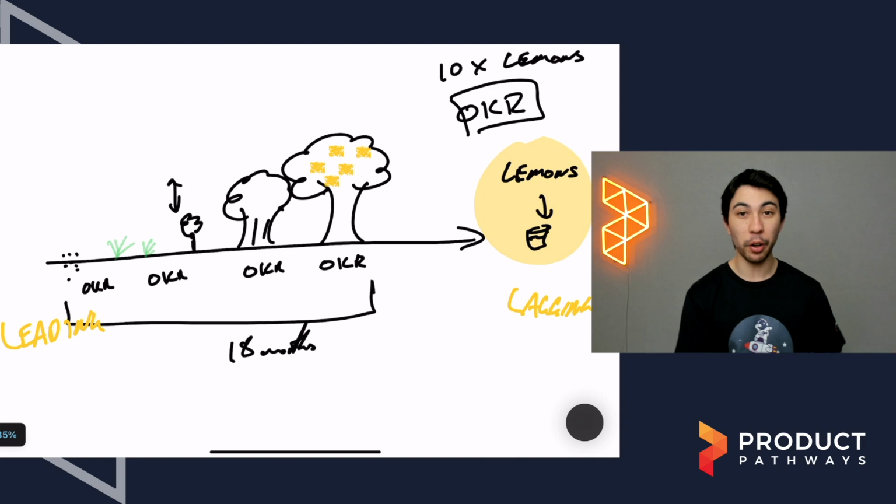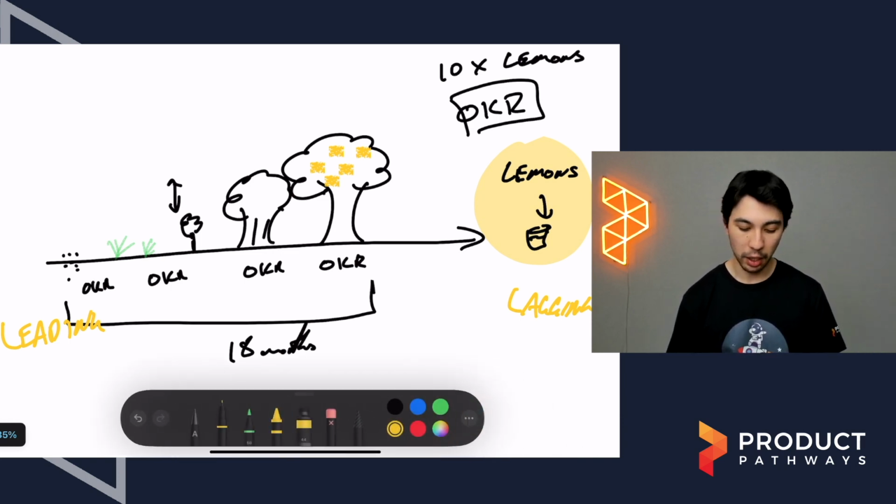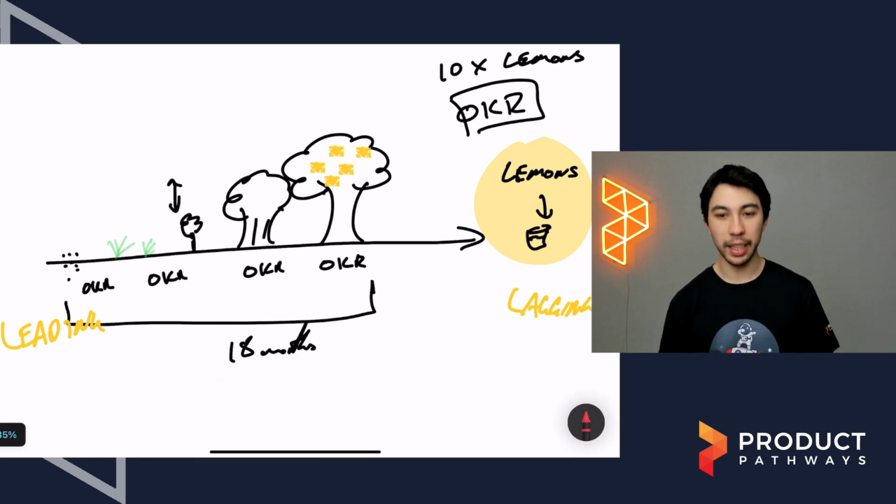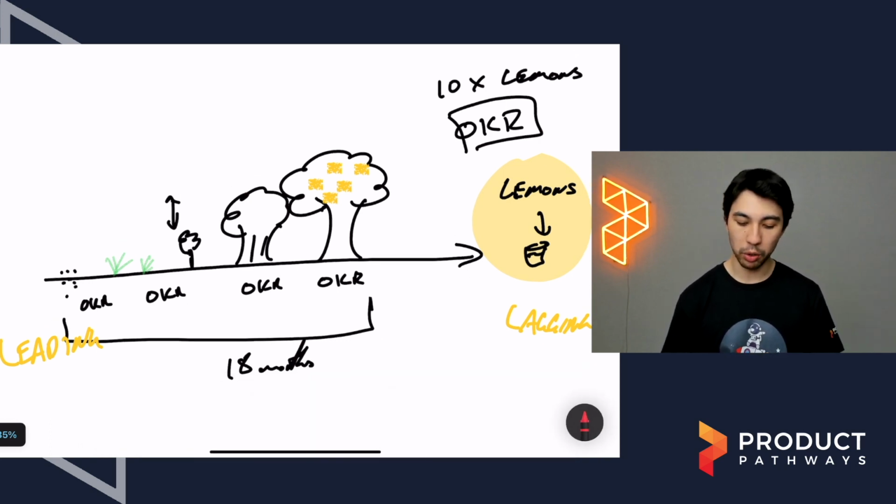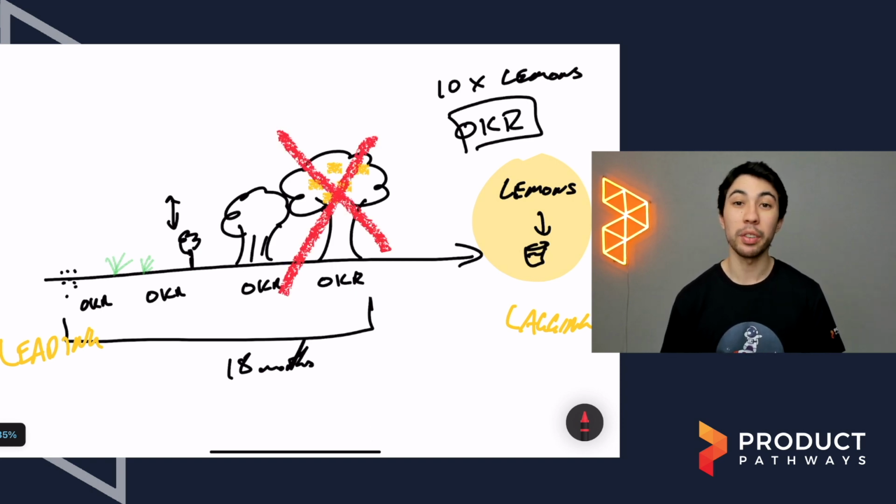Equally, if we just focus on the leading indicators, we can lose sight of the lagging indicator, because there's also an argument here of, well, how else might we solve getting lemons? Maybe we don't need a lemon tree. Maybe we could do something else.